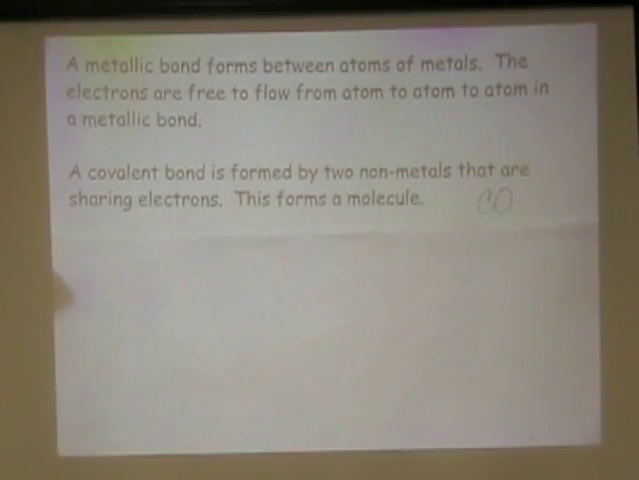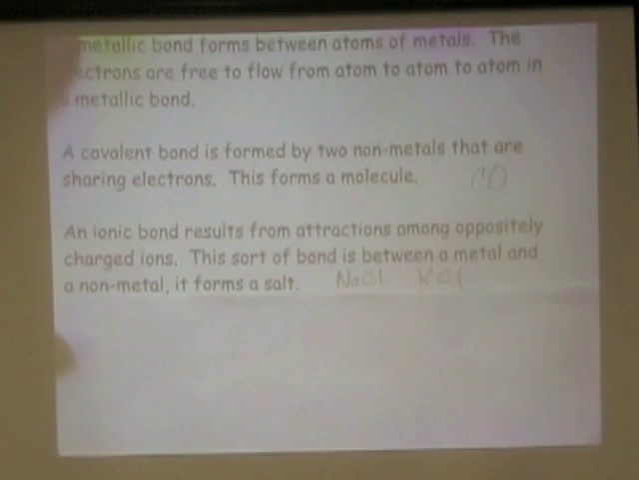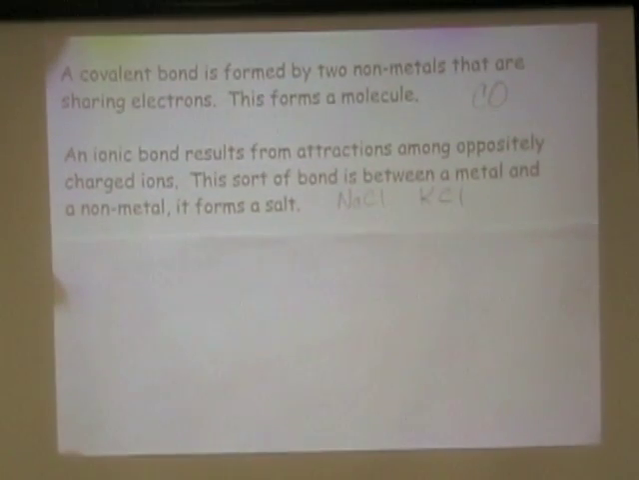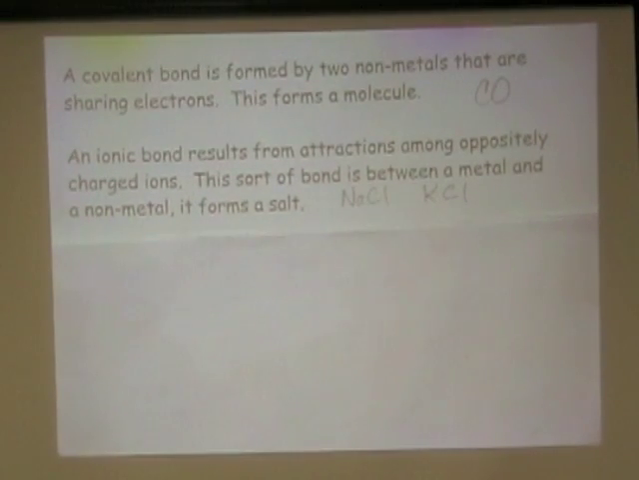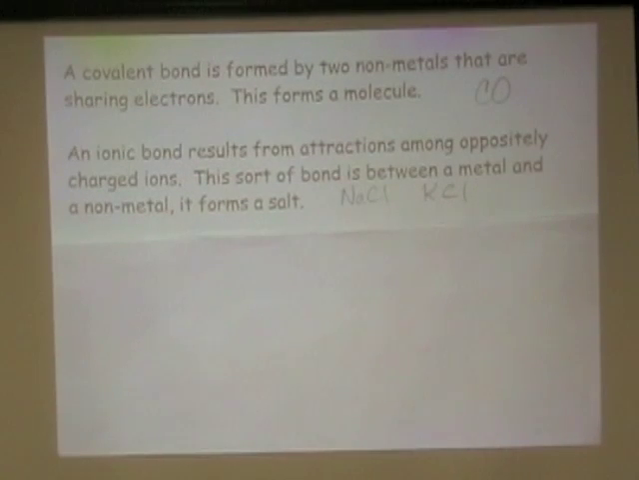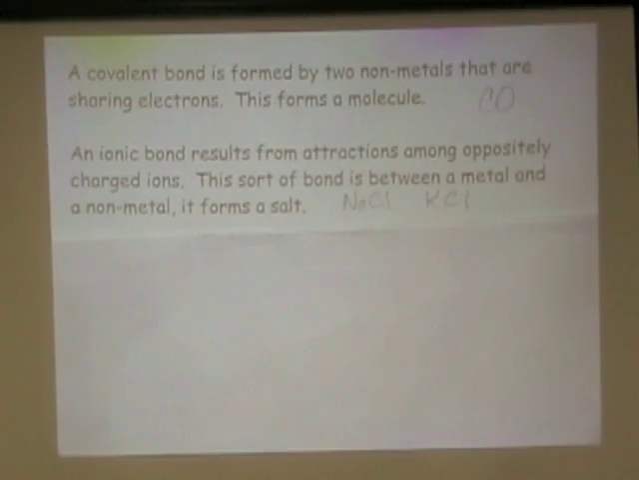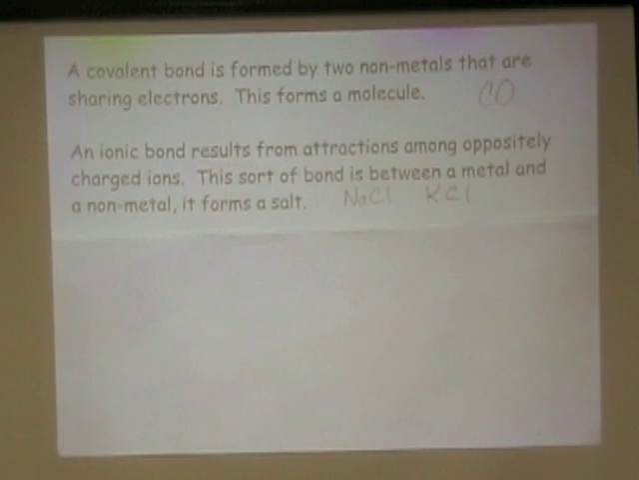And finally, we have an ionic bond. An ionic bond results from the attractions among oppositely charged ions. We don't know what an ion is yet. We will tomorrow, but we don't know that yet, so don't worry about that. What you need to remember right now, the most important thing for you to get out of this, is that an ionic bond occurs between a metal and a nonmetal. And we call that kind of compound a salt.